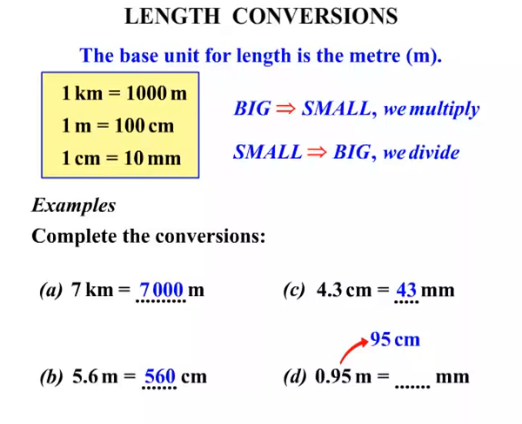So at the moment we're up to 95 centimetres. We then need to change centimetres to millimetres. So the connection there, 10 millimetres make up a centimetre, and changing from centimetres to millimetres, we times by that 10. So 95 times 10 is 950. So our answer there eventually is 0.95 metres equals 950 millimetres.